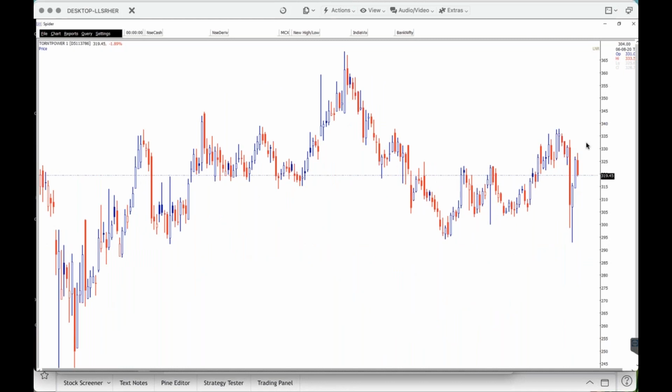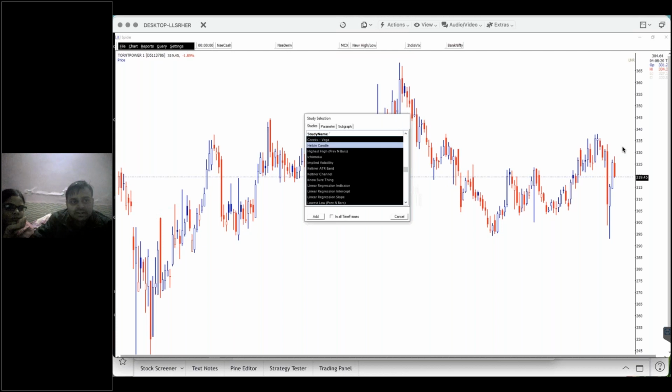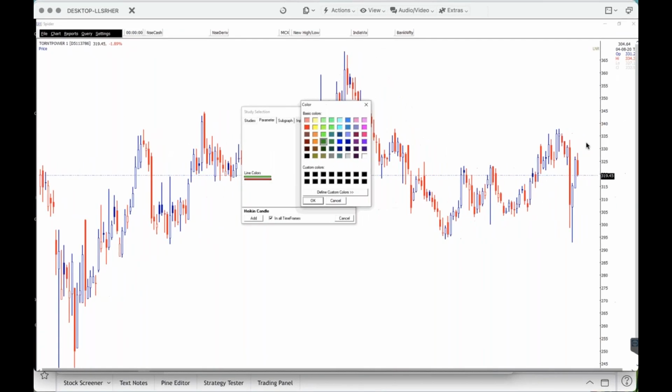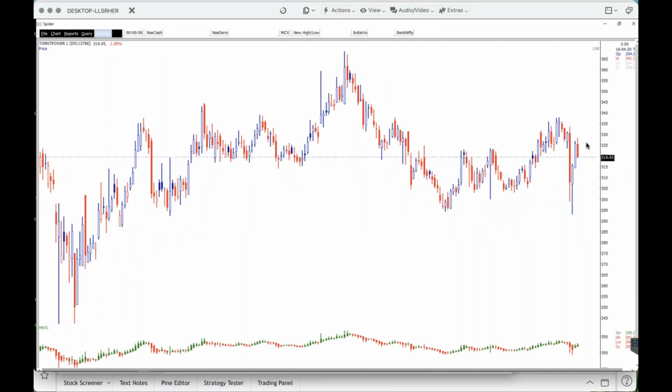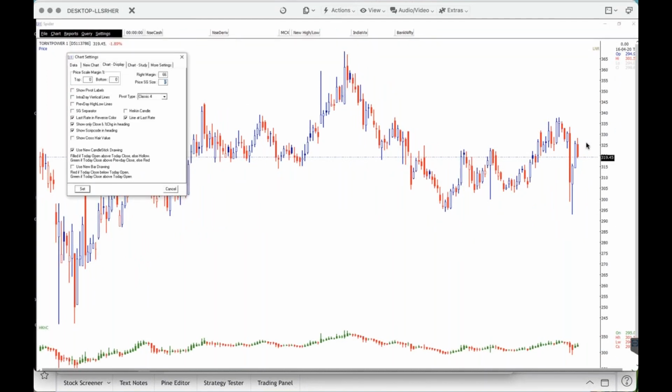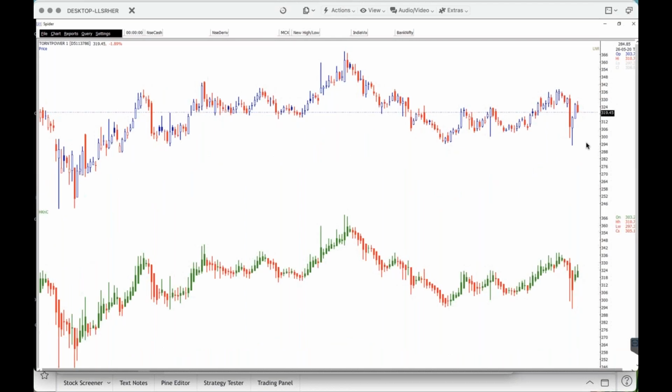But now let's talk about Heiken Ashi candles. I'm going to plot Heiken Ashi on this chart, and I'm going to increase the space down below so that it's visible for you.